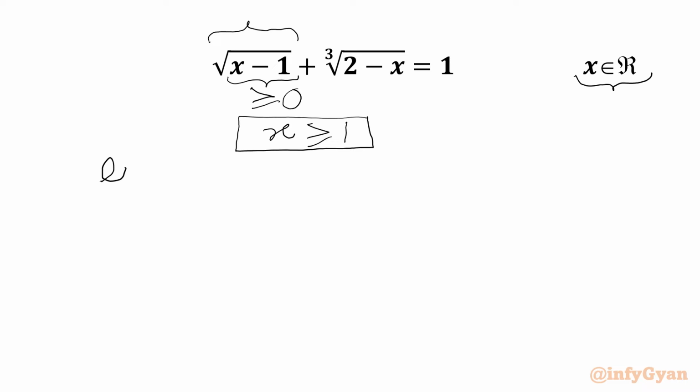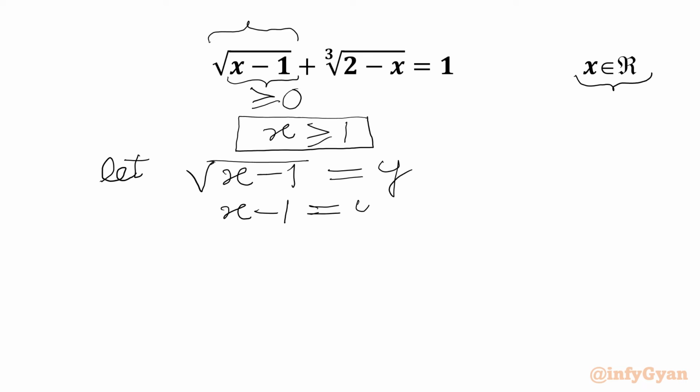Now we will assume our substitution. Let us say square root of x minus 1, suppose this is y. Now we will consider squaring both sides. So we can write x minus 1 equal to y square. We'll add 1 to both sides and write x equal to 1 plus y square. And this value of x we will apply here.